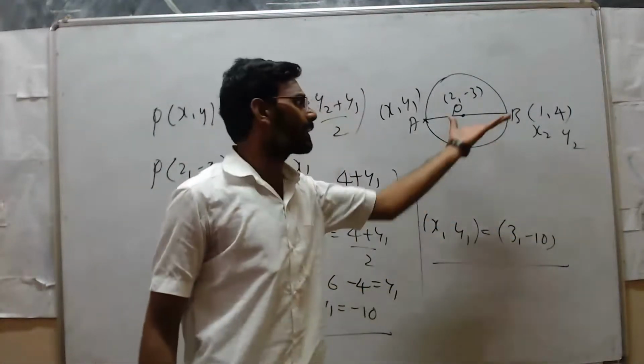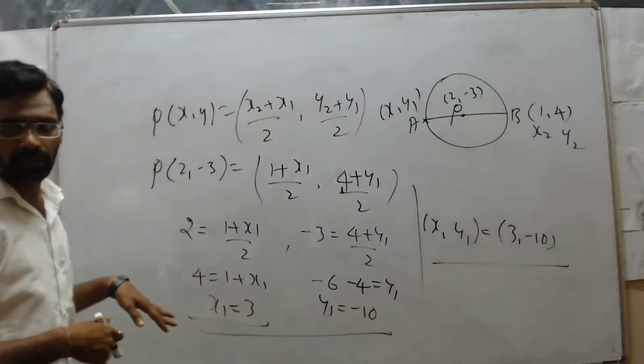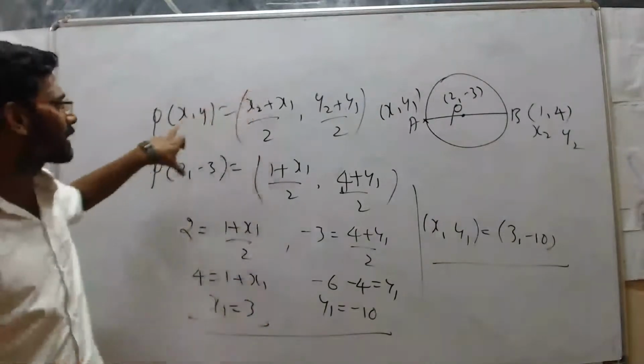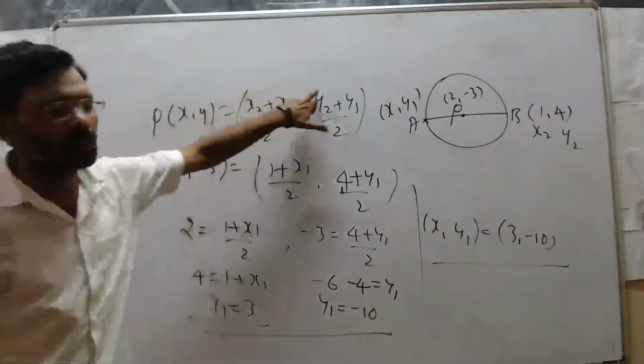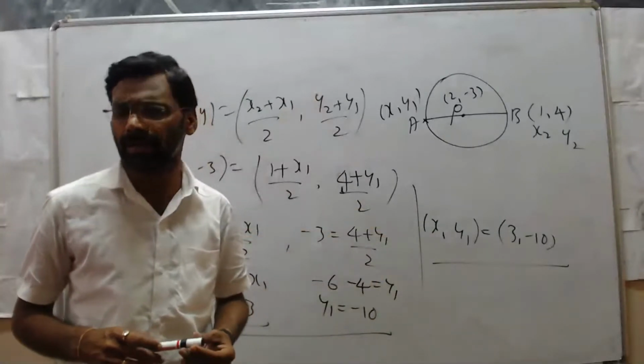Center means it is the midpoint. We divide it 1 to 1, so m1 value is 1 and m2 value is also 1. Therefore the x axis is considered as x equal to this one, y equal to this one. After simplification, the coordinates are 3 comma minus 10.